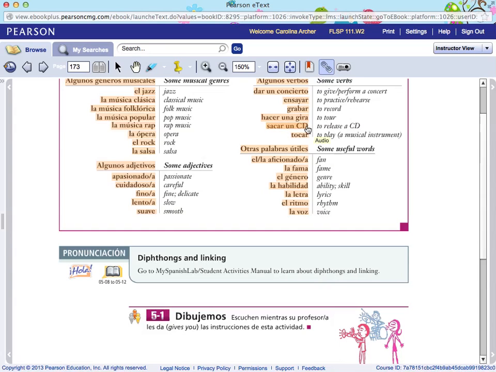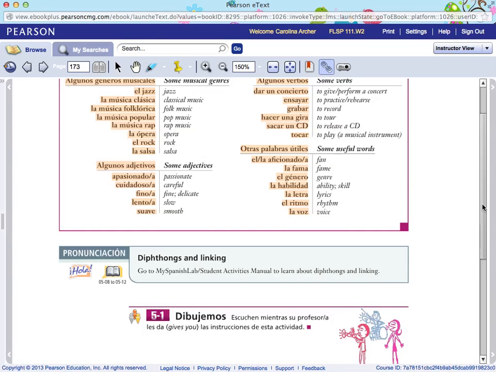Sacar un CD, to release a CD. Tocar, to play, a musical instrument. Remember in the last chapter we learned the verb jugar, which also means to play, but in that case it means to play games or sports. When we talk about instruments, we use the verb tocar, okay?